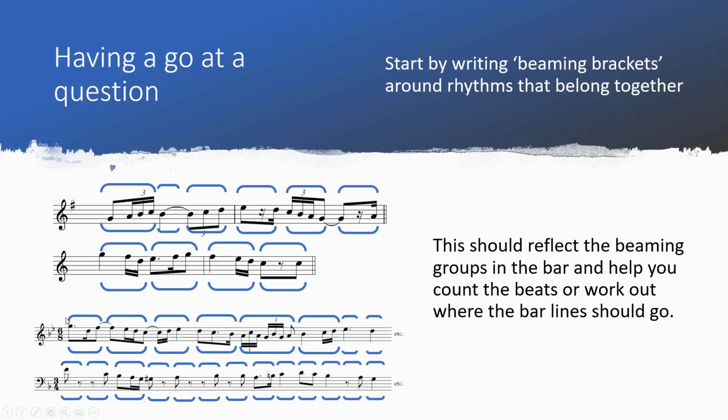Down here, what I've done is I've put my little brackets. And what I'm looking at here is once I've got the brackets in, what I should then be able to do is look through, count up the number of beats in the bar I need, and then write in a bar line at the correct place.